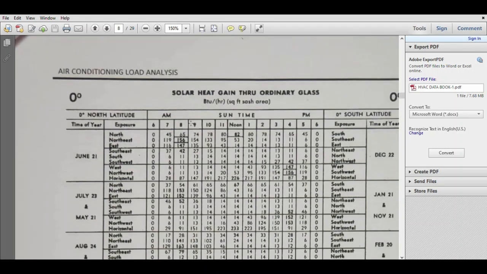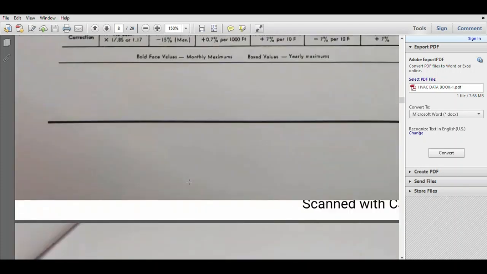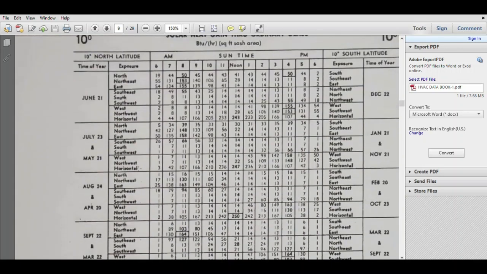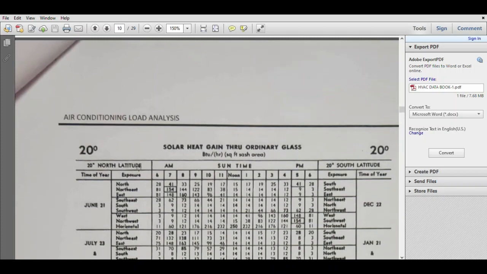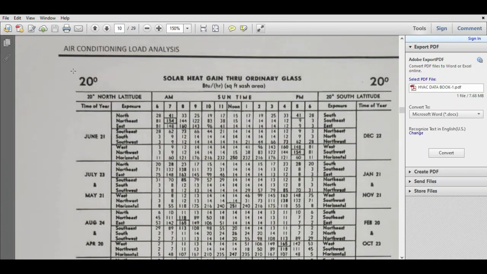This is the solar heat gain through ordinary glass. So our latitude is 12.6 for Bangalore. So here 0 is there, 10 is there, and 12 is not there. So I will go for higher. I will go with the higher value, that is 20 north latitude. Okay.